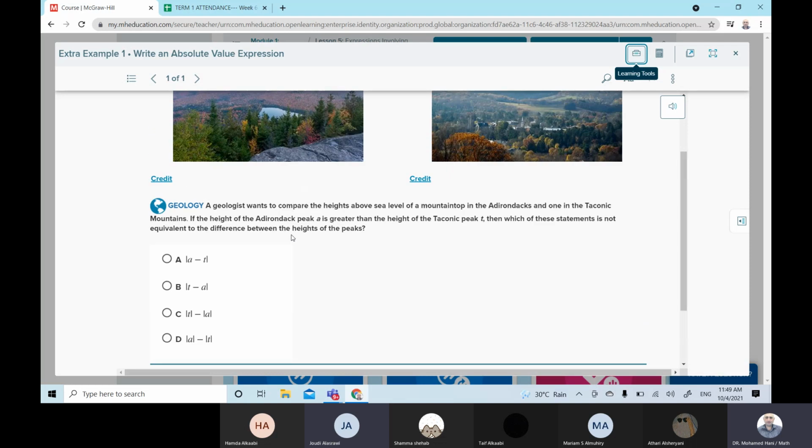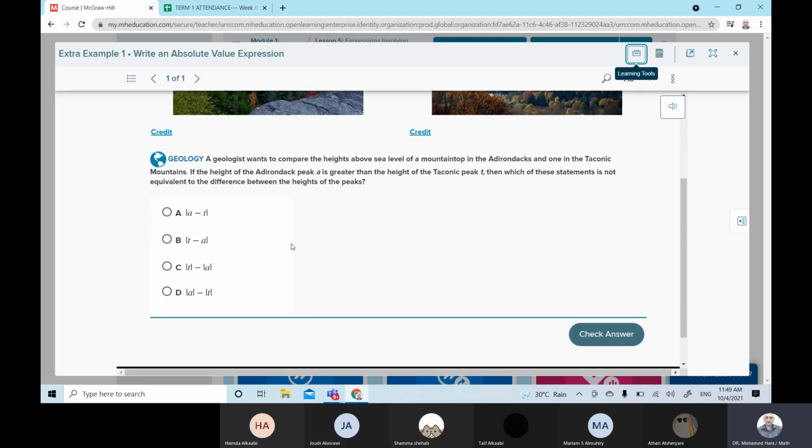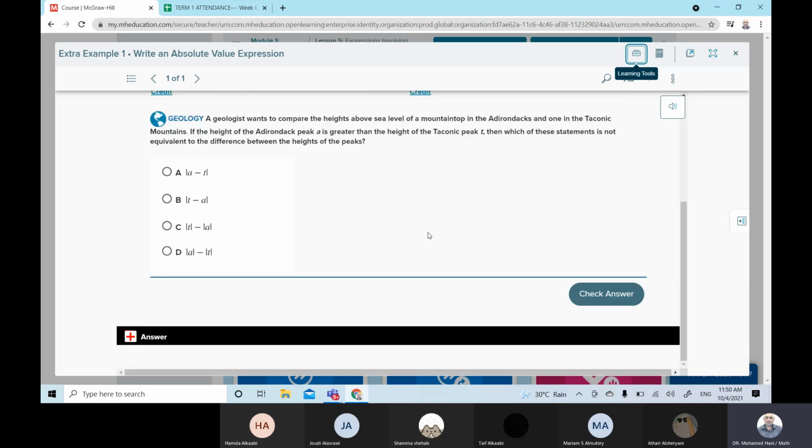Thank you, great. We have two mountains, A and T. A is greater than T. So, if I want to use the absolute value to write an absolute value expression, who can tell me what is the right answer here? Is it A minus T between absolute value, or T minus A between absolute value, or the absolute value of T minus the absolute value of A, or the absolute value of A minus the absolute value of T? Who can tell me what is the right answer here?